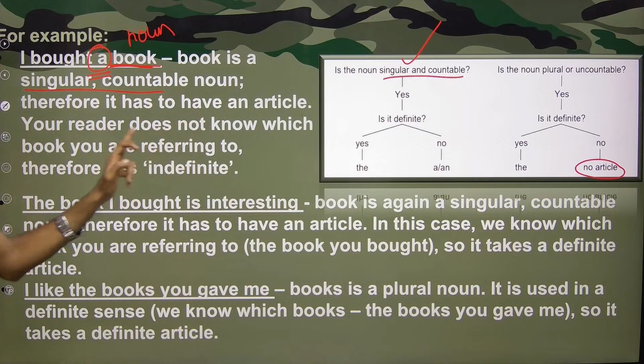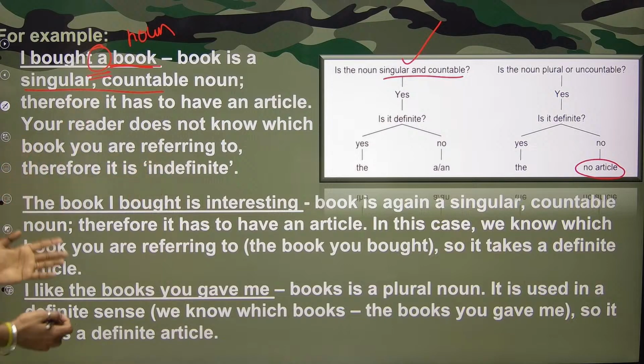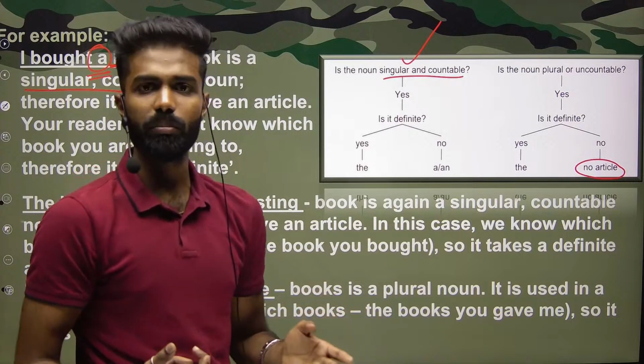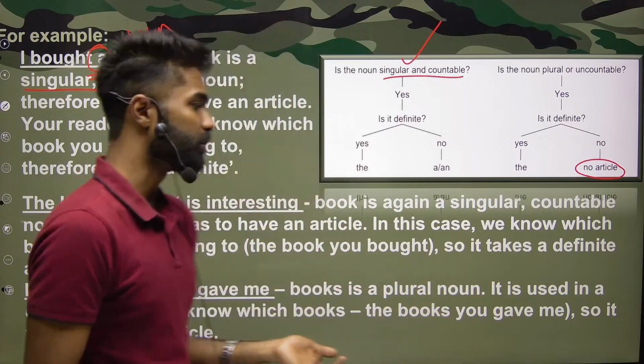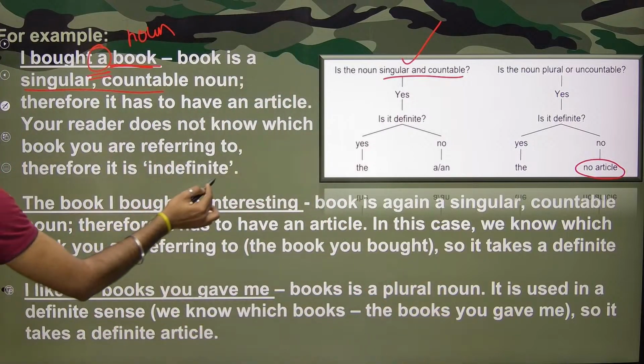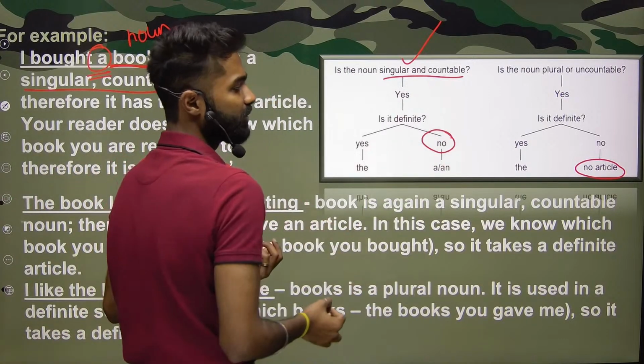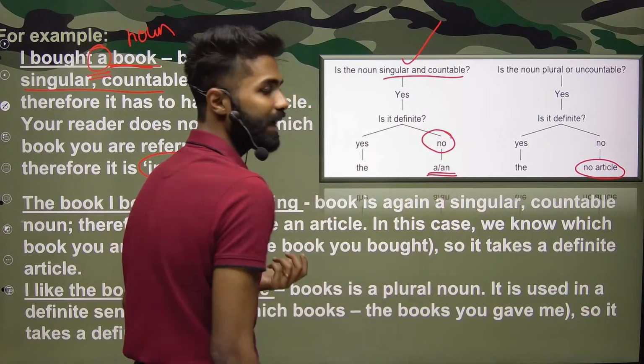Your reader does not know which book you are referring to. You just simply bought a book. I don't know what book it is. There is no information. So since you don't have information, you will call it indefinite. So I have to choose a or an.